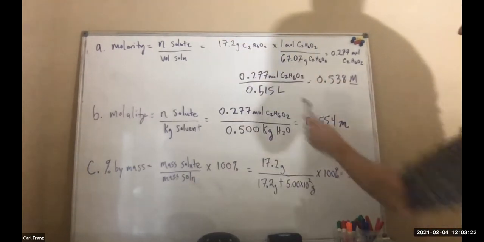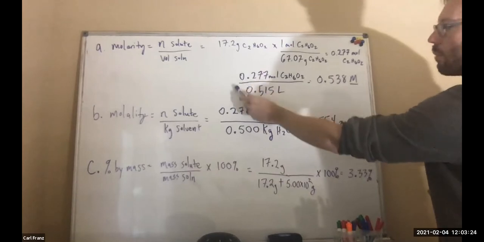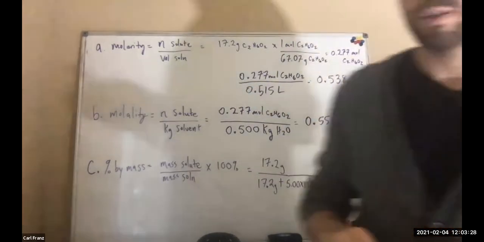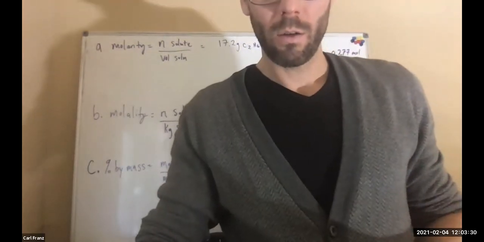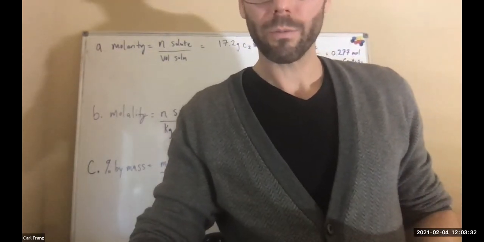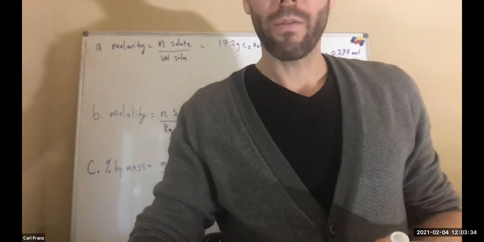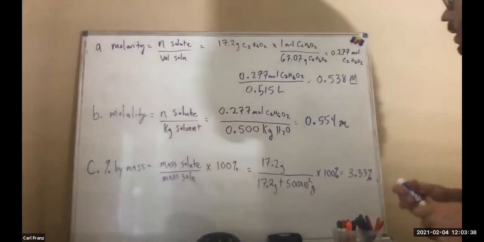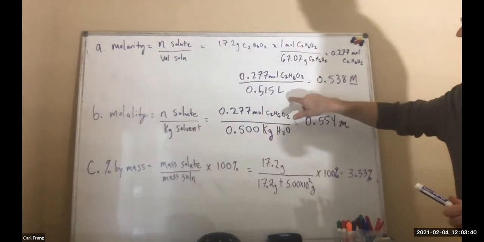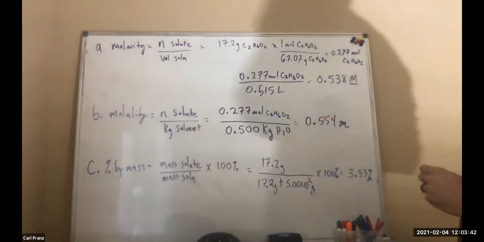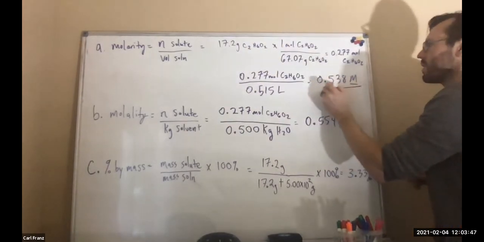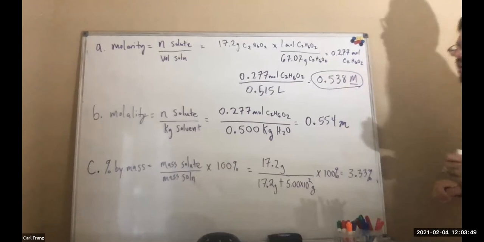Then we just take the moles of solute and put it over the volume of the solution. And they said that the volume of the solution was 515 mils. So to make that liters, we just move the decimal point over 3 times. We get 0.515. And that gives us an answer of 0.538 molar.